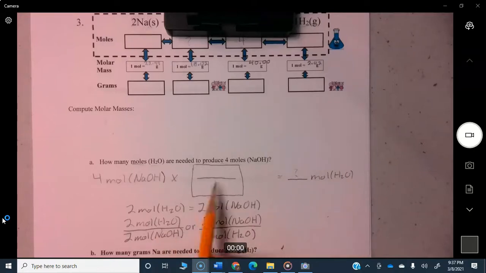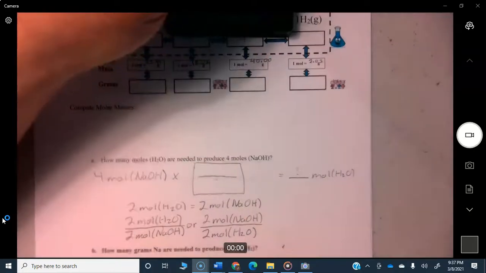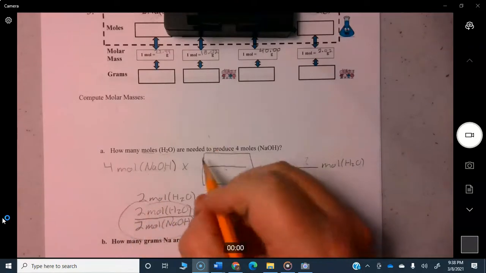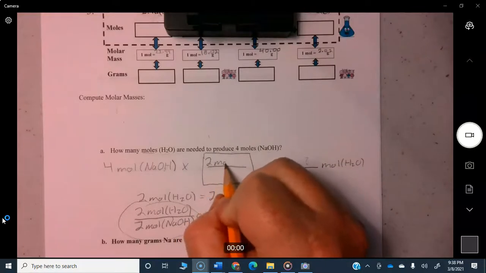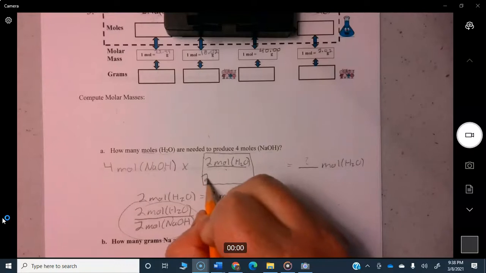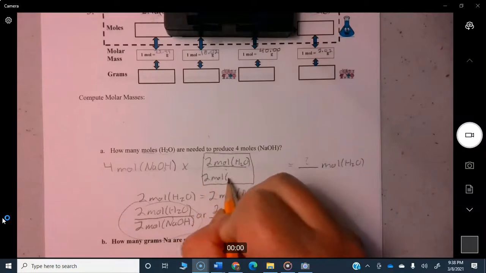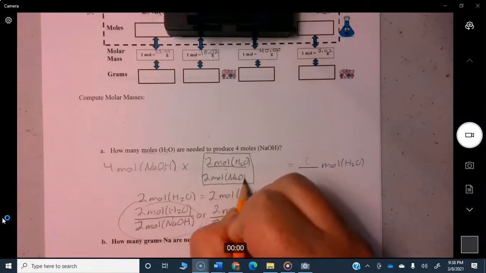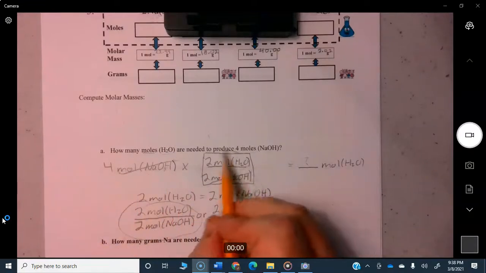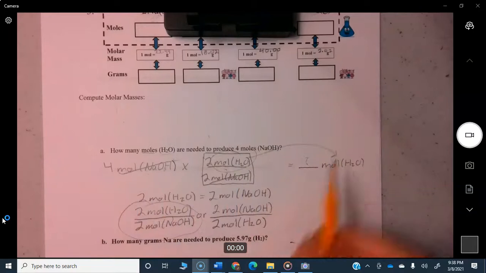Okay, which one goes in the box? Alright, we need moles of NaOH to cancel out and moles of H2O to appear up on the top for the final answer. So it's going to be this one. Okay, moles NaOH cancels there and there. Last man standing is moles of H2O.